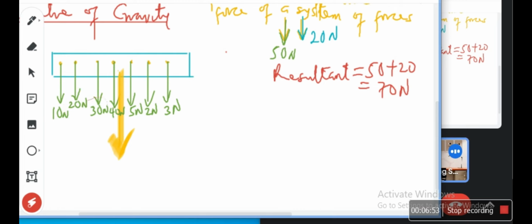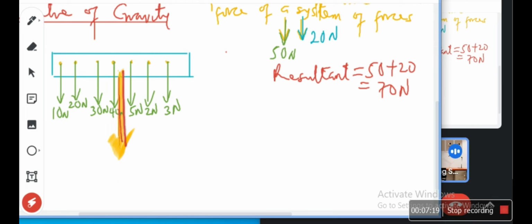That would be 10 plus 10 plus 10. That's 60 plus 40. That's 60. So 60 plus 40 is 100. 100 plus 5, that's 105. That's now 110. So 110 Newton downwards is the resultant of all this.